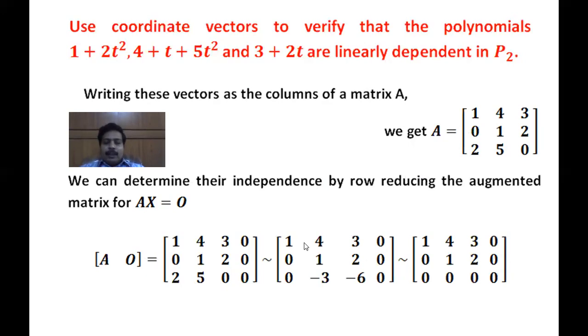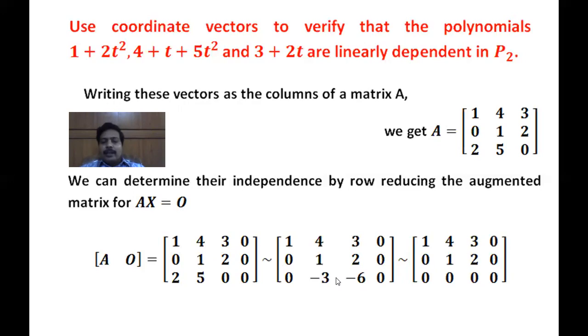And this can be converted into echelon form. So to eliminate these two, I am subtracting R3 with 2R1. So R3 goes to R3 minus 2R1, which will give you 0 here, 2 minus 2, 5 minus 8 is minus 3, 0 minus 6, 2 times 3, so it is 6, 0 minus 6 is minus 6. So here you can observe that this is minus 3 times the second row.